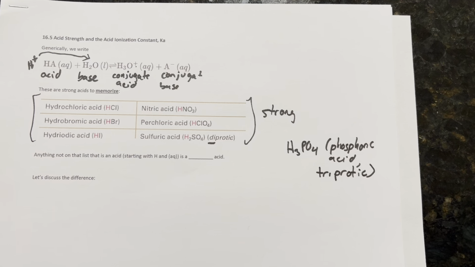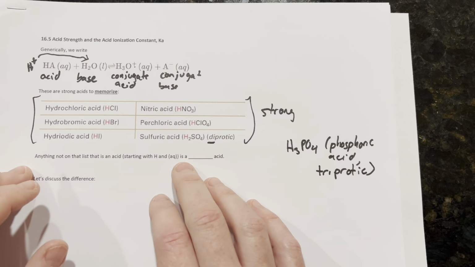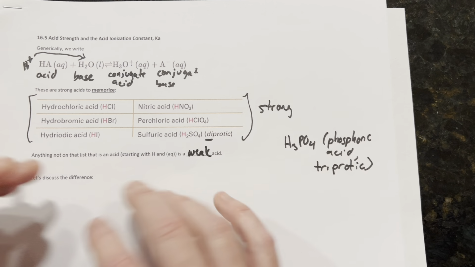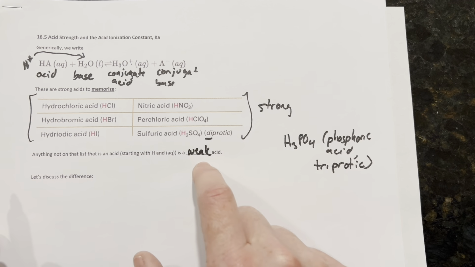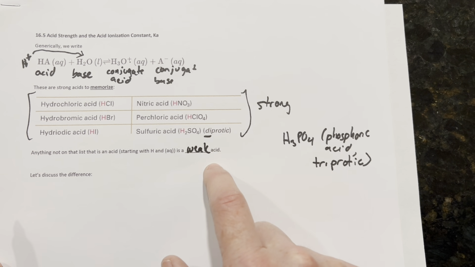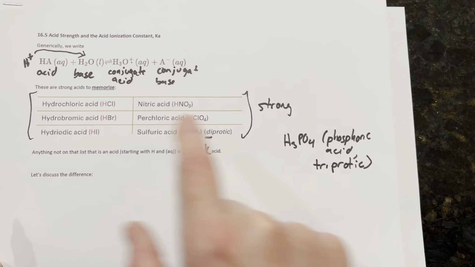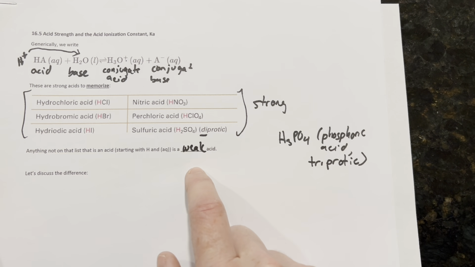All right, so anything that is not on this list that is an acid, in other words, it starts with an H and it's aqueous, and is not a strong acid, is a weak acid. So if you come across something that's not on this list and it's an acid, it's going to be weak. This one, is that on that list? The answer is no. It is therefore weak.